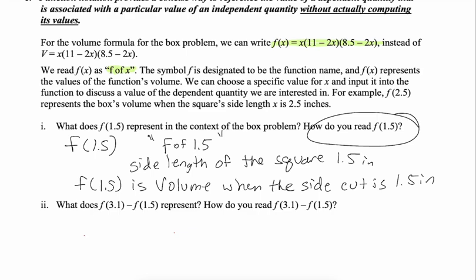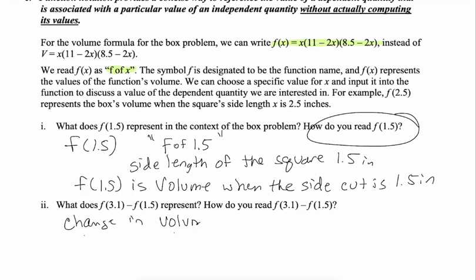Does anybody recognize this? Have a sort of idea of what's going on there? In 2 there, it says, what does f of 3.1 minus f of 1.5 represent? And that's how you would read it. F of 3.1 minus f of 1.5. The difference of f of 3.1 and f of 1.5. You got it. It's the change in volume.